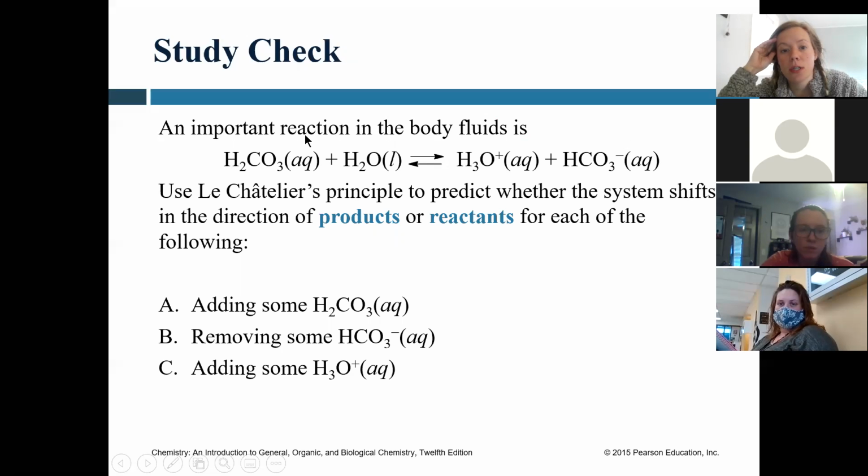Here's another reaction that happens in the body. A lot of the reactions in our body are equilibrium reactions. We have kind of this very sensitive homeostasis to our body, where if we're not getting enough of this or that, it can throw everything off. So looking at this here, we've got carbonic acid, and it combines with water in our system to give us H3O plus and HCO3 minus.